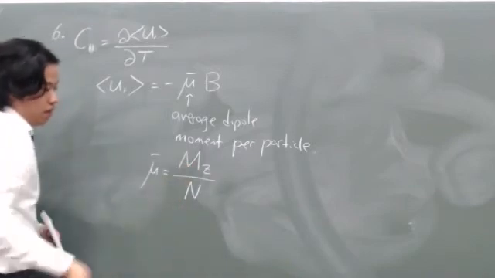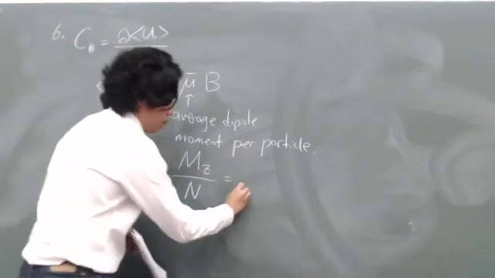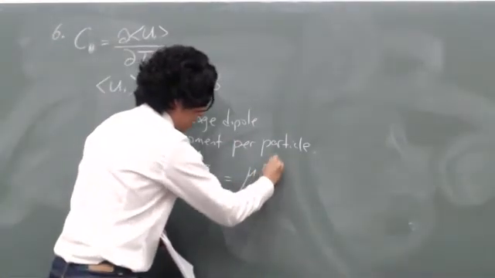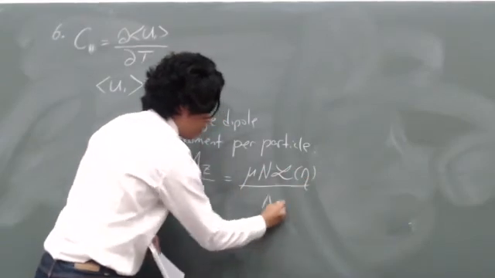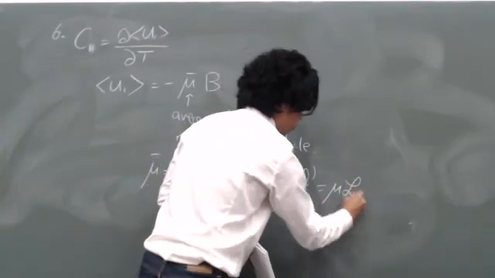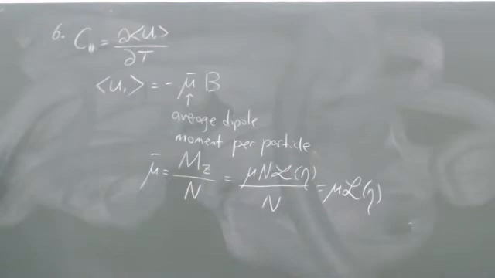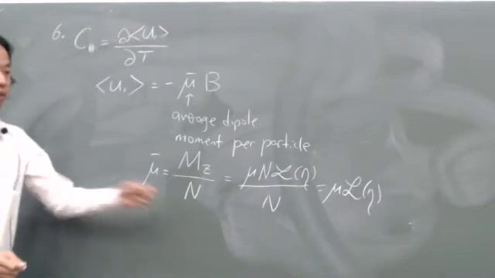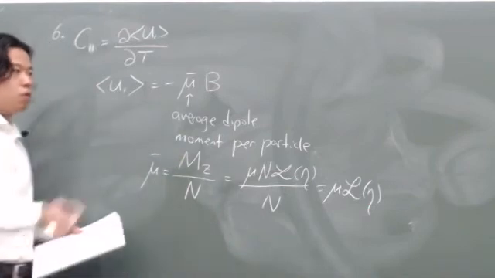And if we sub in the expression for Mz, then we just have mu n times the Langevin function divided by n. So the n's cancel out. What I have left is just mu times the Langevin function. So that's the average magnetic dipole per particle, rather than the average of the entire ensemble magnetic dipole.